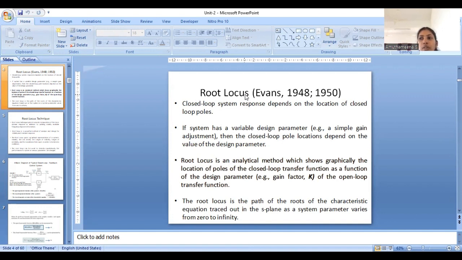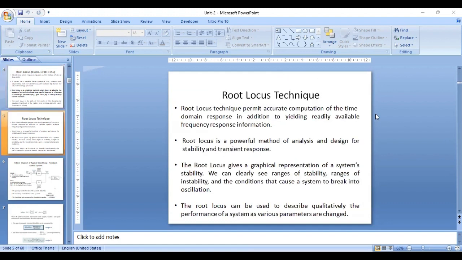Initially, the definition of root locus is that the path taken by the roots of the characteristic equation when the open loop gain K is varied from 0 to infinity is called a root locus. It is an analytical method which shows graphically the location of poles of the closed loop transfer function as a function of a design parameter of the open loop transfer function. It is used to calculate the accurate stability of the closed loop system, and it is also a powerful method of analysis and design for stability and transient response.